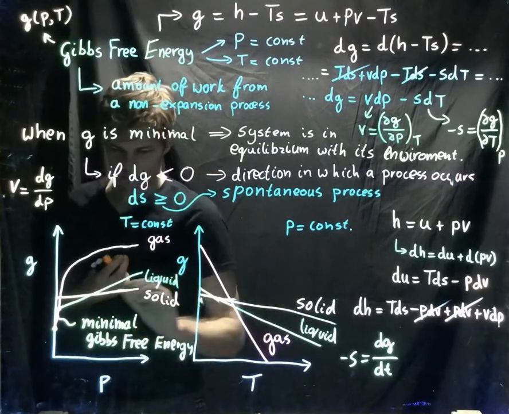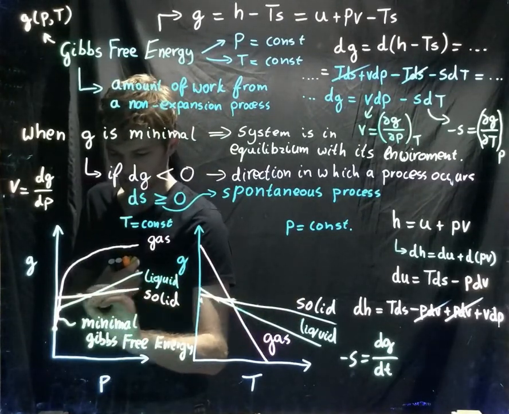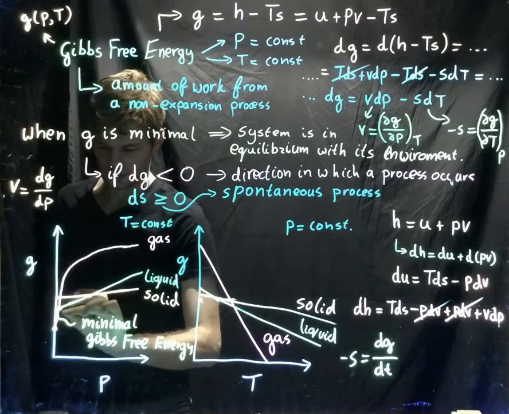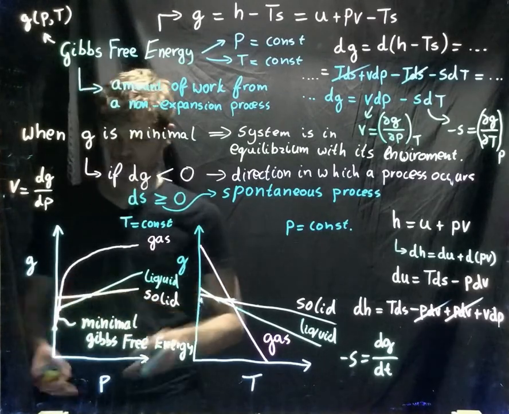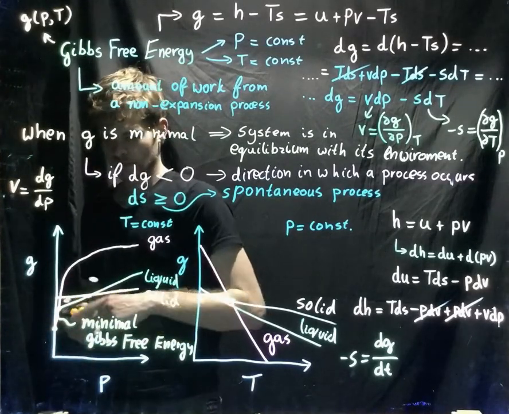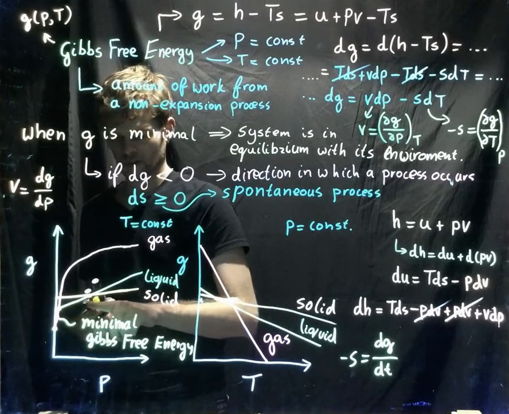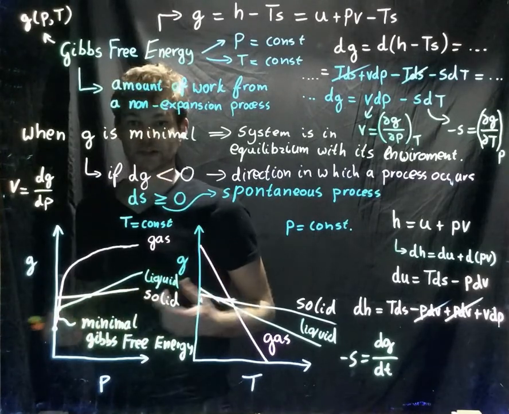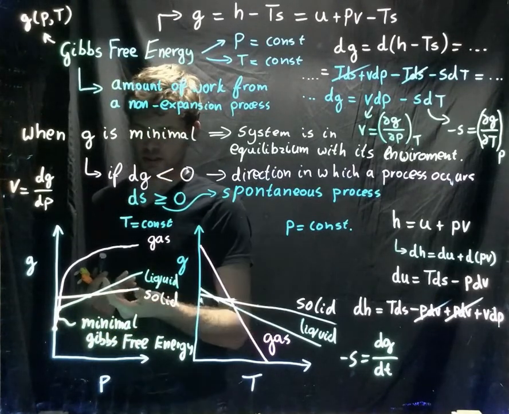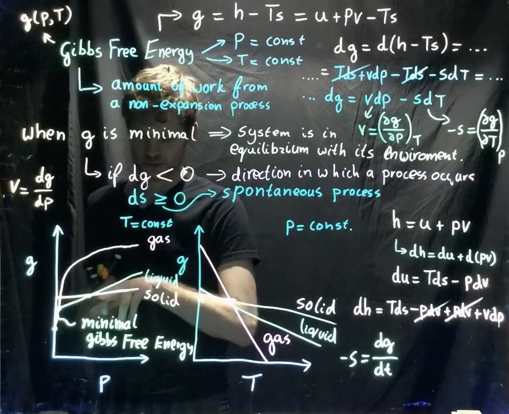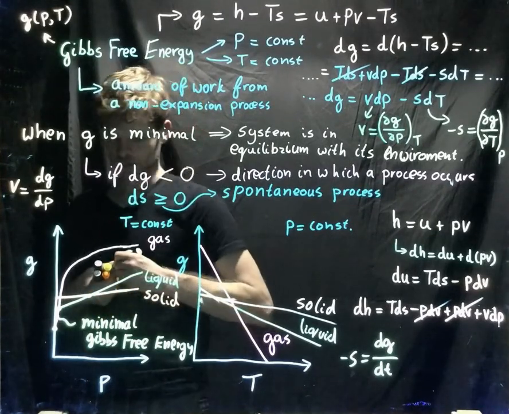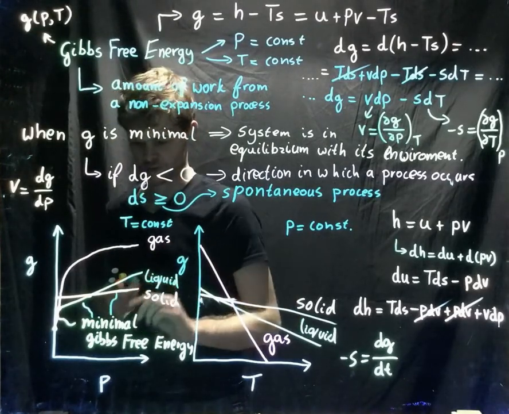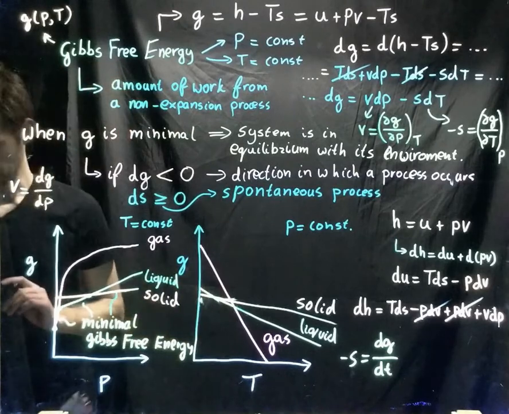Well, if we increase pressure, then my substance wants to be in this region. So when we increase pressure, my Gibbs free energy is minimal here, so it wants to be a liquid. And if we increase pressure even more, the lowest amount of Gibbs free energy is for a solid, so my substance will become a solid. So over here and over here we've got the minimal Gibbs free energy.